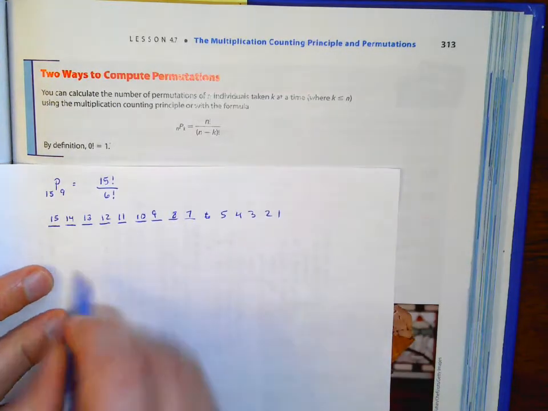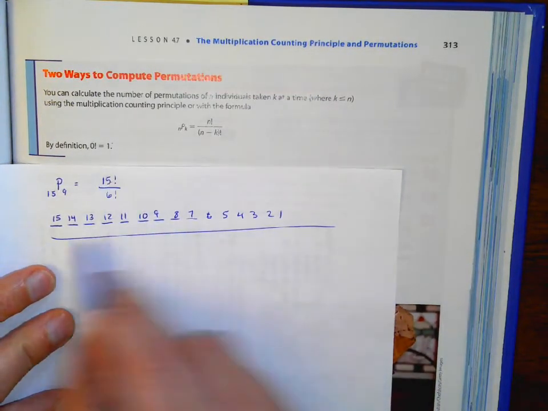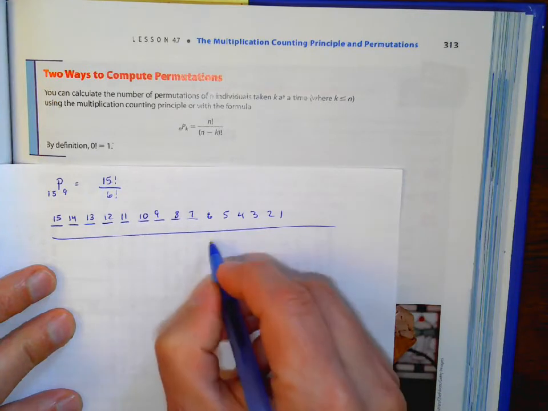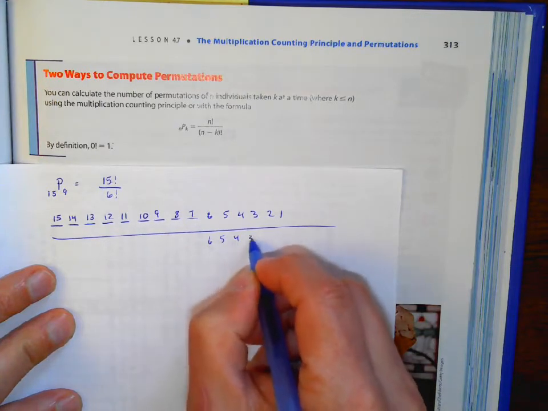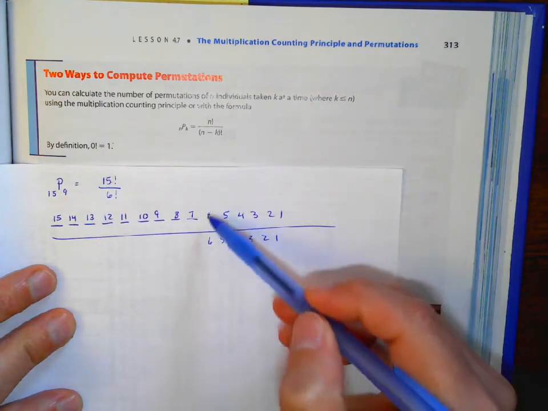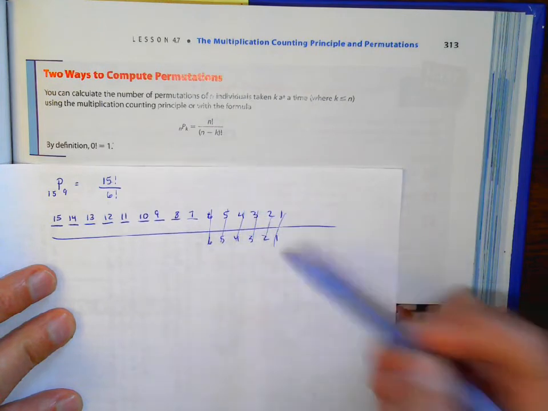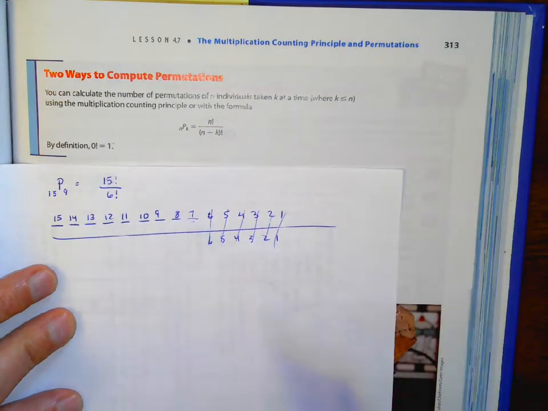If I have 15 factorial would be this, and 6 factorial would be 6 times 5 times 4 times 3 times 2 times 1. So 6 over 6, 5 over 5, all those cancel, so you notice we're just left with what we wanted up there, but that's how you can figure out the permutations.